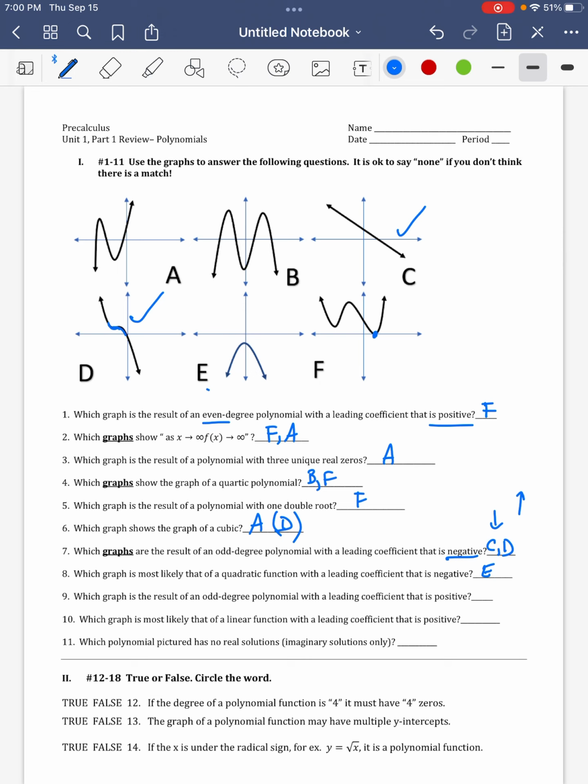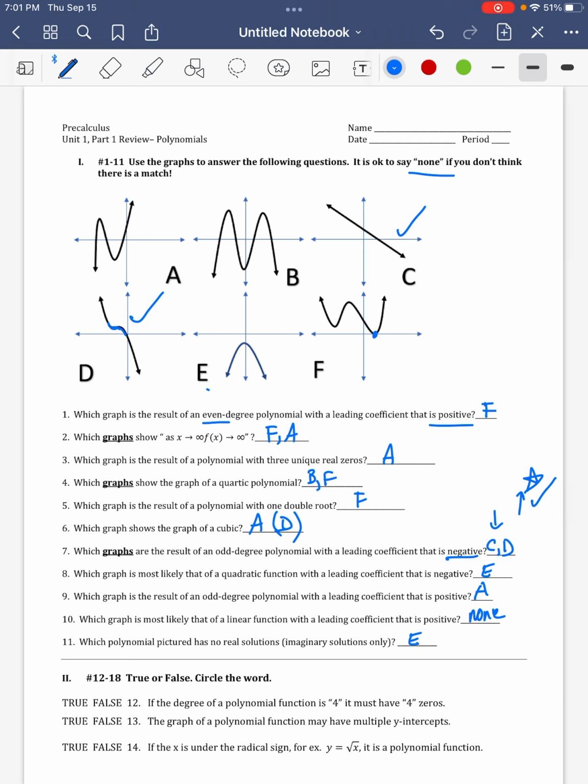Number 9, odd degree, leading coefficient positive. So we're looking for this situation that I was talking about earlier. So that would be letter A. Number 10, a linear function with a leading coefficient that is positive. So a linear function means it's x to the 1st power, an odd number. So leading coefficient positive, that means we're looking for this situation again. But this line right here is going the opposite way. So that would be none. I did say in the directions you could say none. Right, 11, which polynomial pictured has no real solutions, only imaginary, so no x-intercepts, so that would be letter E.